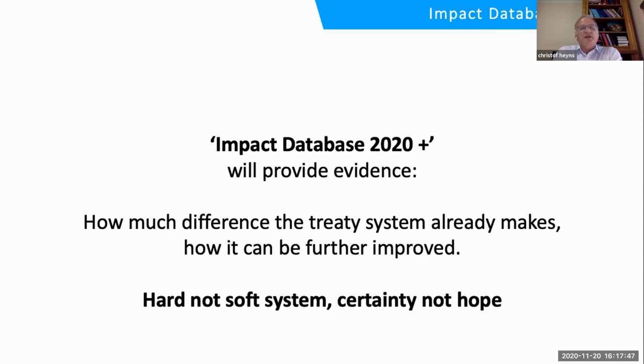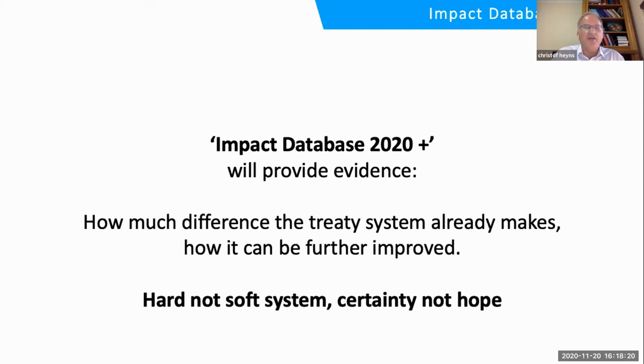So to conclude, the Impact Database 2020 Plus project will provide evidence of how much difference the treaty system already makes and how the system can be further improved. One does not want to be overdramatic, but it seems to me that the survival of the system depends on various fronts on which one needs to make the system more relevant and more responsive and more accessible, so that those who use it and those who manage it are able to meet the challenges of the time.